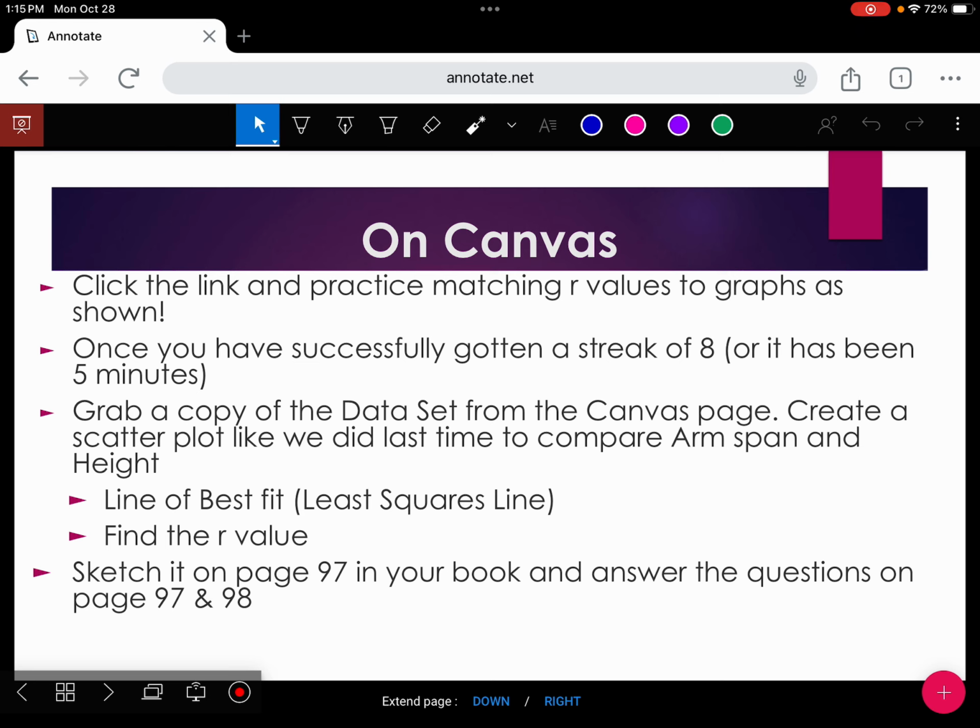Once you get 8 of those graphs right, then you'll grab the data set off the Canvas page, and we're going to try and make a scatter plot for our arm span versus height data. And we're going to try and find our least squares line and see if we can find our R value.